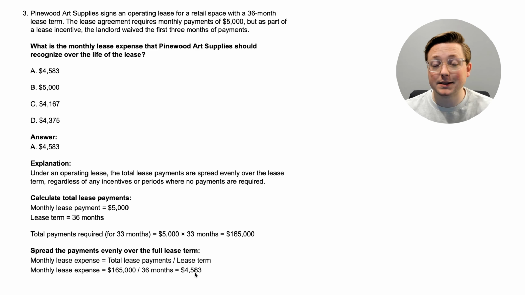That's the amount of lease expense they're going to recognize every month over the course of the lease, because we take into account those incentives, and that actually changes the amount of the lease expense that we are going to recognize over the course of the lease. So we're actually going to be recognizing a $4,583 monthly lease expense, but the monthly lease payment is actually $5,000, but this is what we're actually going to be recognizing as an expense because of those incentives. So that's how you take into account incentives when it comes to a lease, and this was an operating lease.